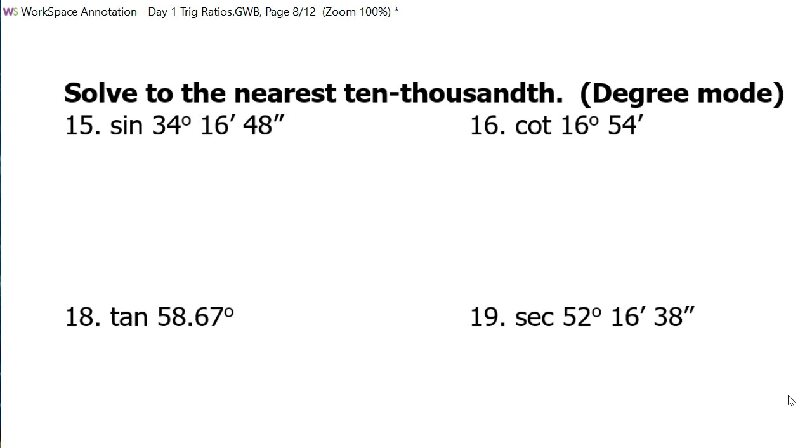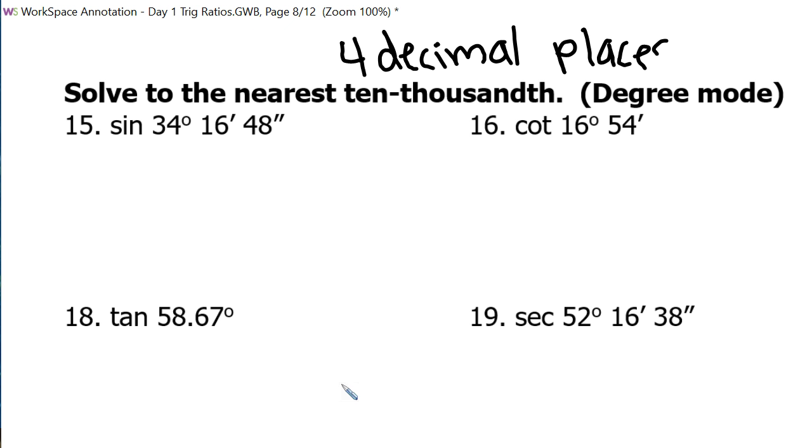Okay, this next section, it says solve to the nearest 10,000th. So if we're rounding to the 10,000th place, how many decimal places will that be? 4. So we need 4 decimal places. Now on your calculator, we have sine, cosine, and tangent. Your calculator only has the 3 main trig functions: sine, cosine, and tangent. So number 15, we have a sine button on the calculator.